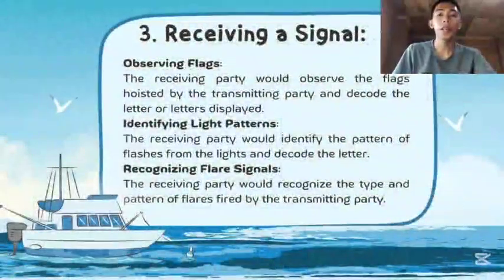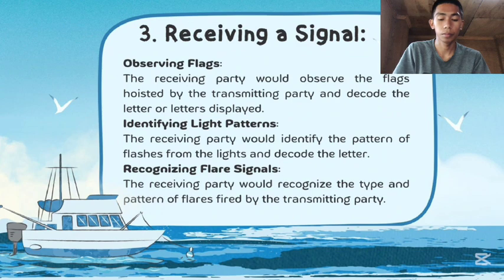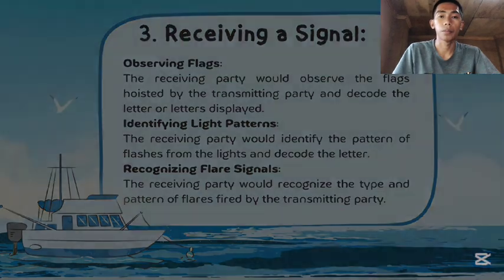Third, receiving a signal. Observing flags. The receiving party would observe the flag hoisted by the transmitting party and decode the letter or letters being displayed. Identifying light patterns. The receiving party would identify the pattern of flashes from the lights and decode the letter. Recognizing flare signals. The receiving party will recognize the type and pattern of flares fired by the transmitting party.